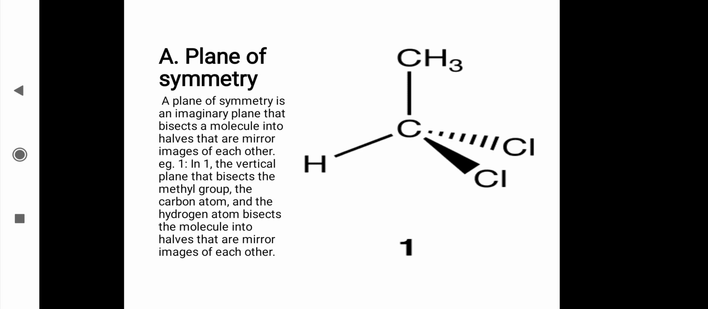For example, the vertical plane that bisects the methyl group, carbon atom and the hydrogen atom bisects the molecule into halves that are mirror images of each other. As you can see in this place, that plane of symmetry is the line that divides the one compound into two halves of the same mirror image. So that's what we call plane of symmetry. And I'll tell you about center of symmetry.